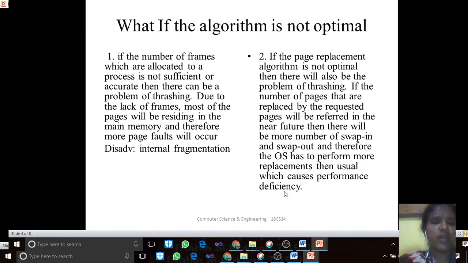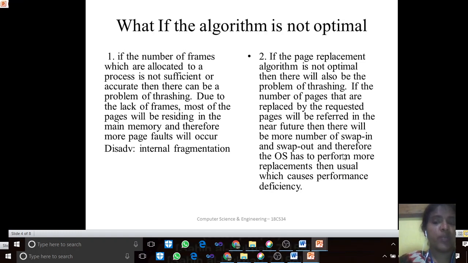What if the algorithm is not optimal? If the number of frames allocated to a process is not sufficient or accurate, then there can be a problem of thrashing. Due to lack of frames, whatever frames are allocated to the process may not be sufficient. It leads to thrashing. Most of the pages will be residing in the main memory and therefore more page faults will occur. What is the disadvantage here? The disadvantage is internal fragmentation. If more frames are allocated to the process, it will lead to internal fragmentation.